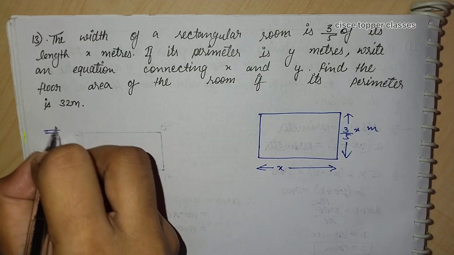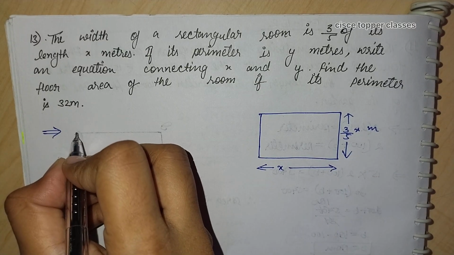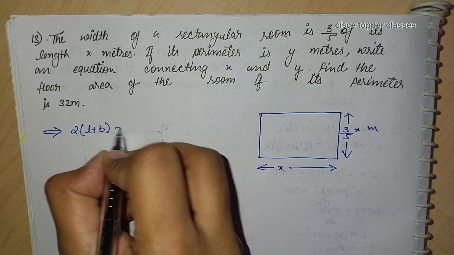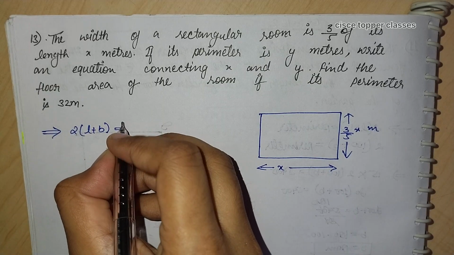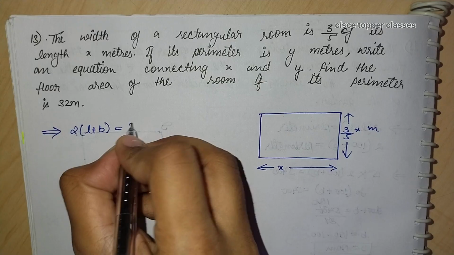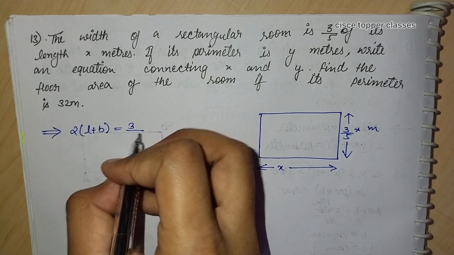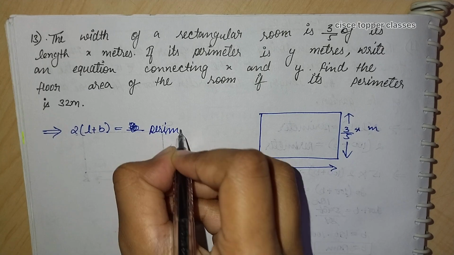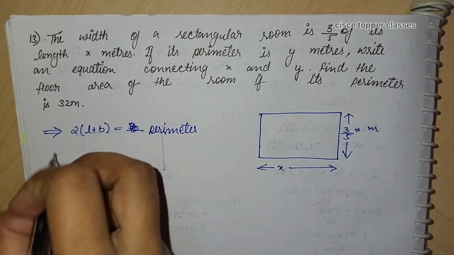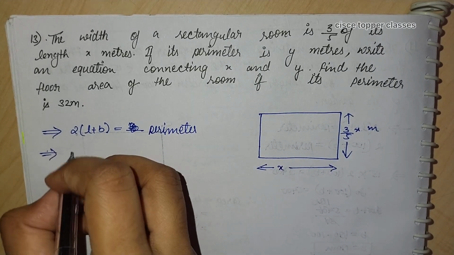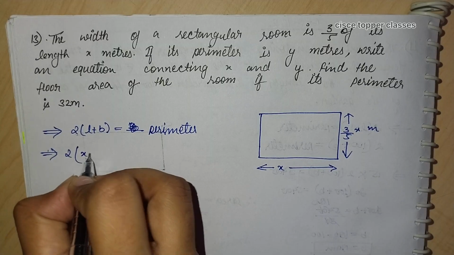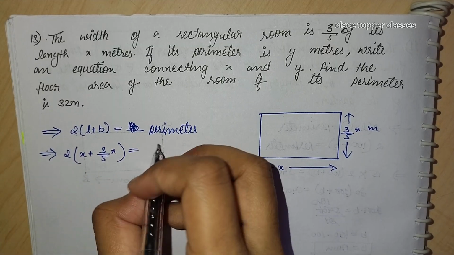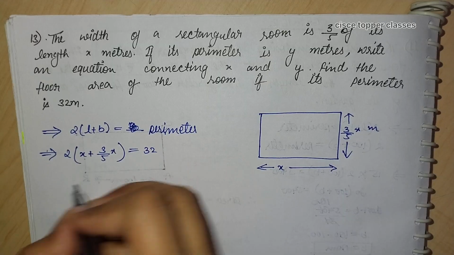From that we can write by the perimeter formula for a rectangle, which is 2 times length plus breadth. We'll put the value of length here. So length is x, breadth is 3 by 5 of x, and this is equal to the perimeter. The perimeter is given to us as 32 meters.